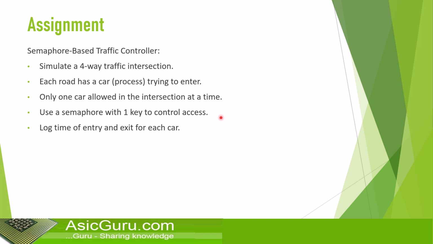For this assignment, you will use a semaphore with a single key, and each car must acquire the key before entering and release it upon exit. You can use $random to simulate arrival times. Finally, your simulation should log when each car enters and exits the intersection. So this assignment gives you a very good understanding of synchronization and mutual exclusion.